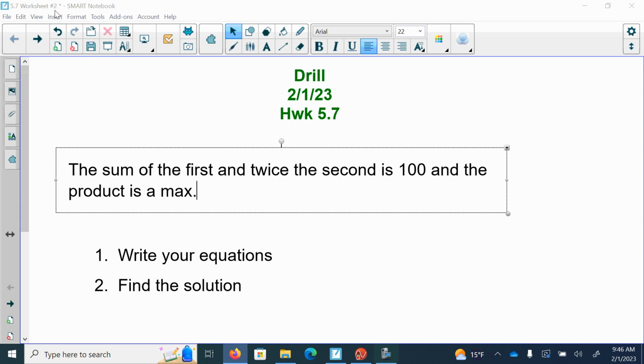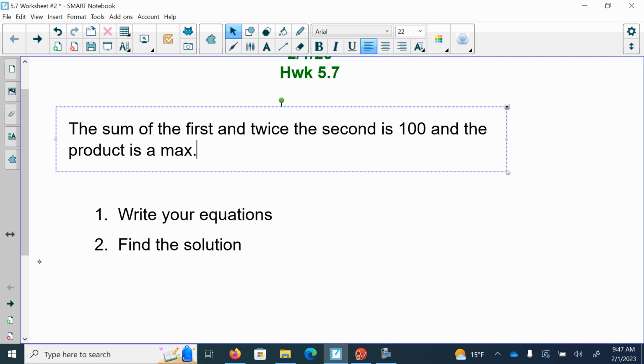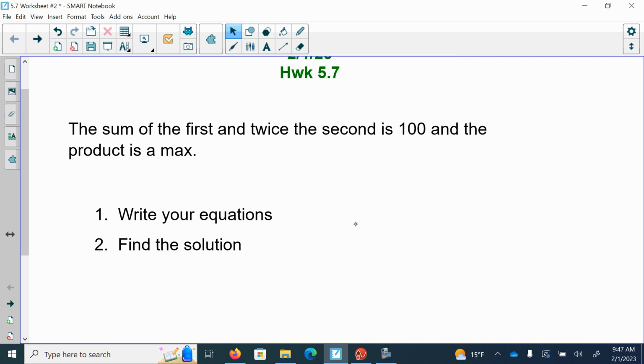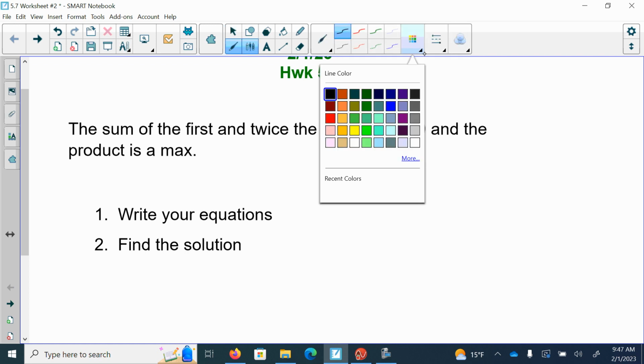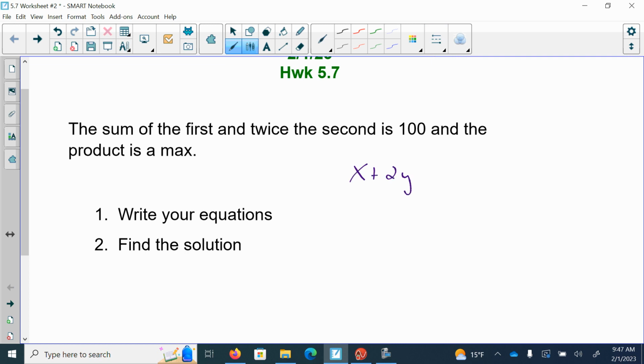All right, so you're trying to find the max, so you write the equation. The sum of the first and twice the second. So I wrote x plus 2y is equal to 100. And then when I'm trying to maximize the product, so this x times y is what I'm trying to maximize. Good?